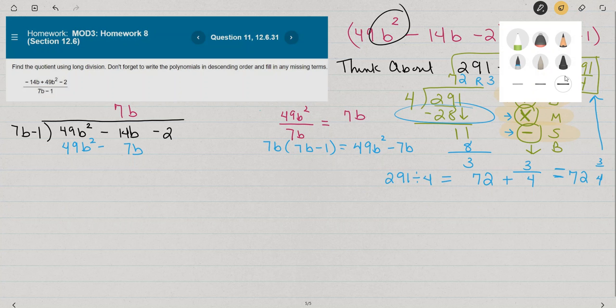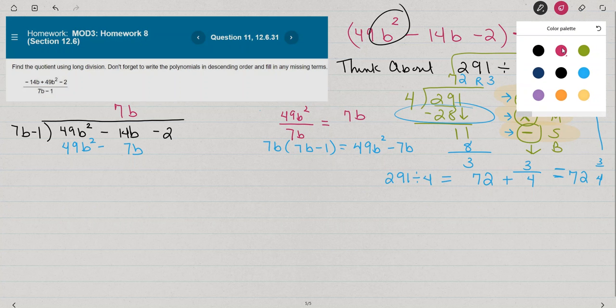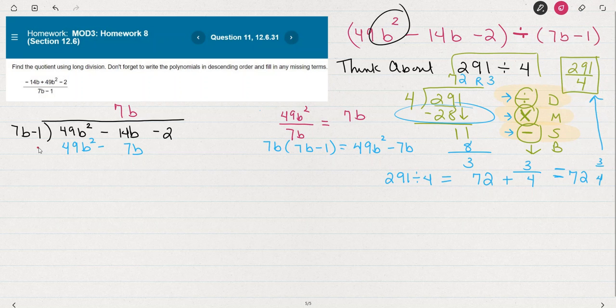So if you want to make sure you've got this correct, make sure you understand that what we're doing is subtracting this whole blue piece. So really, we're saying 49b squared minus 49b squared. And this gets a little confusing because it's negative 14b minus negative 7b. So it gets a little bit intense here.